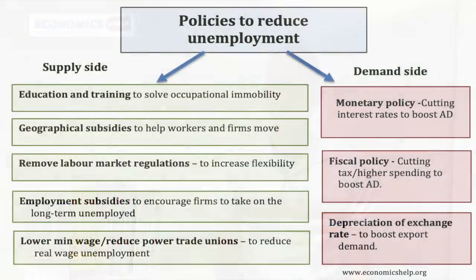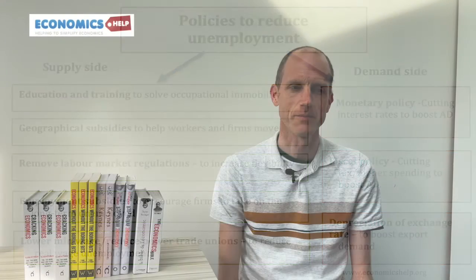Unemployment. There are two main types of policies: either demand side, to increase aggregate demand and create jobs for higher economic growth; and the second broad policy is supply side policies, to make labour markets more efficient and to tackle structural, frictional and classical unemployment.